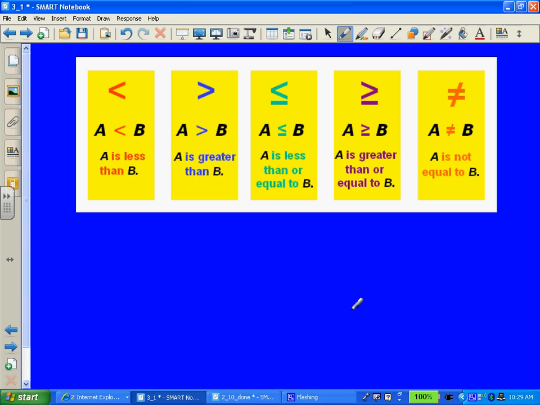And then we have the greater than sign, and then we have the less than or equal to sign, and the greater than or equal to sign, and these have the line underneath them. And then we have the not equal, and that's just an equal sign with a line through it. We'll be using these first four, but you should know what this last one means.